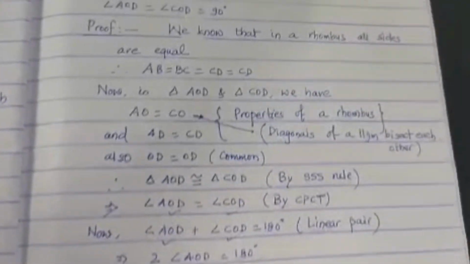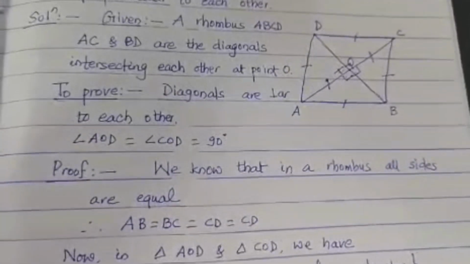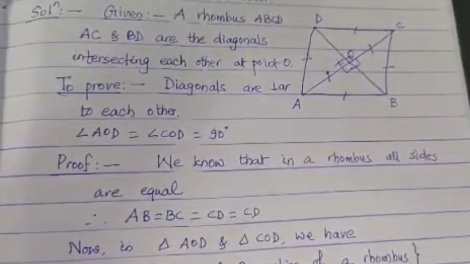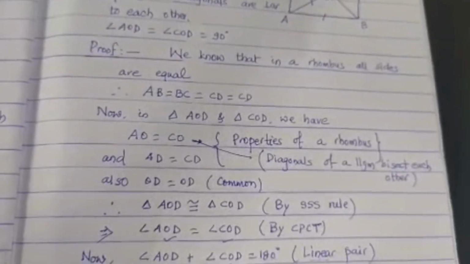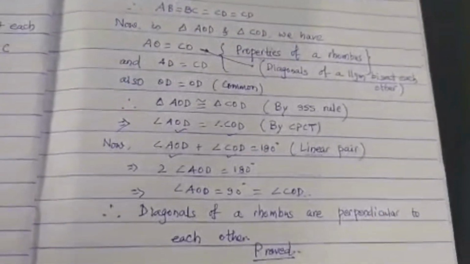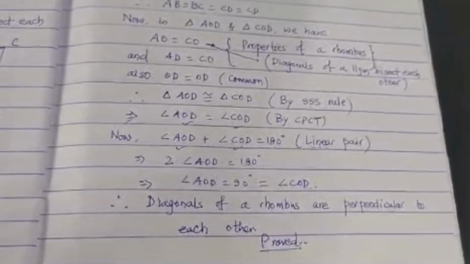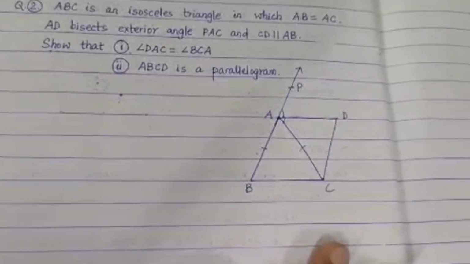All right. So step by step, you can see this is very easy. You have only to know the theorems, the properties of rhombus, quadrilaterals, parallelograms. So let's move on. Now let's solve this second problem.